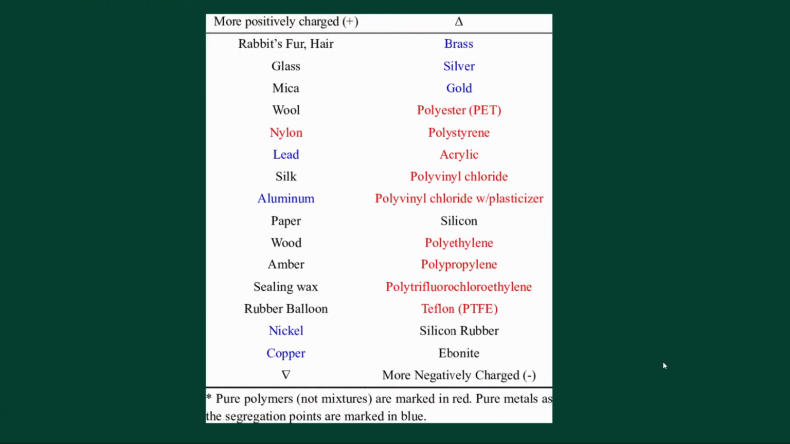So why does the movement of the electrons depend on the material? The movement of the electrons depends on what we call the triboelectric series. This is an example of a triboelectric series. One material is more positively charged than the other material, so the electrons will move to it. So we can see the movement of the electrons according to this triboelectric series.